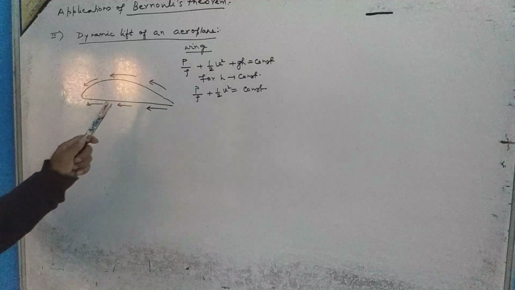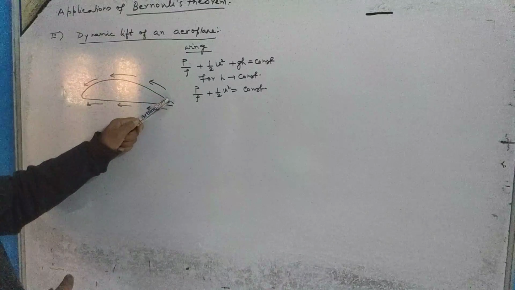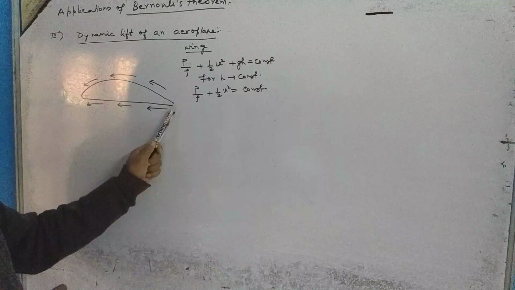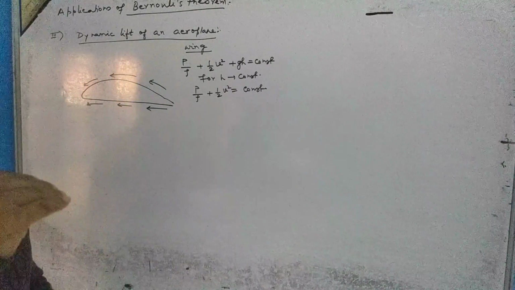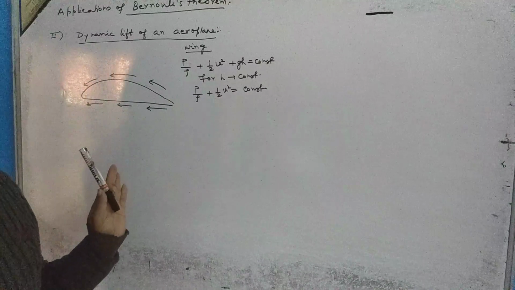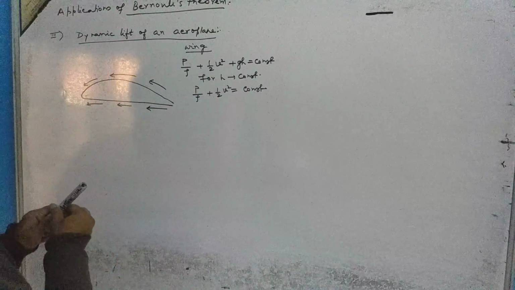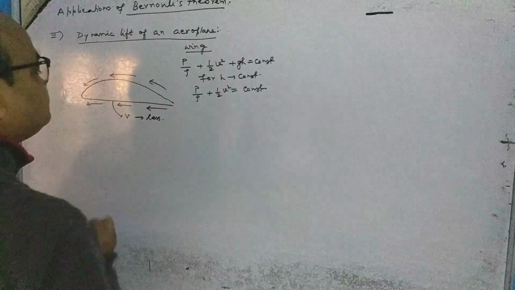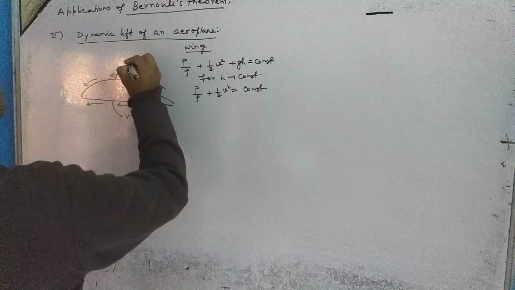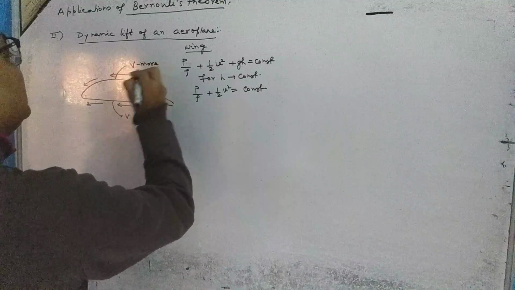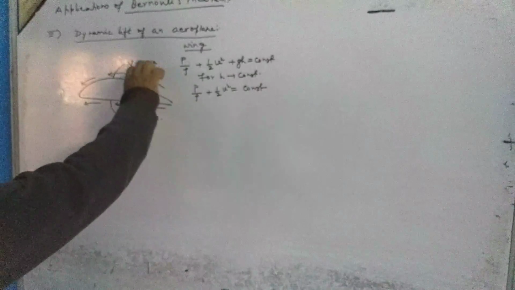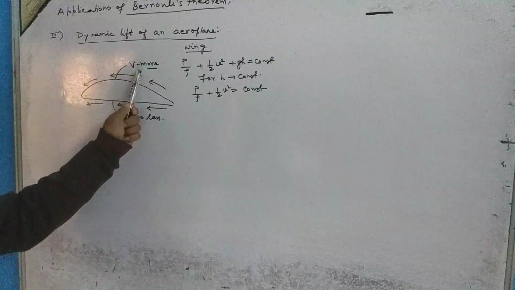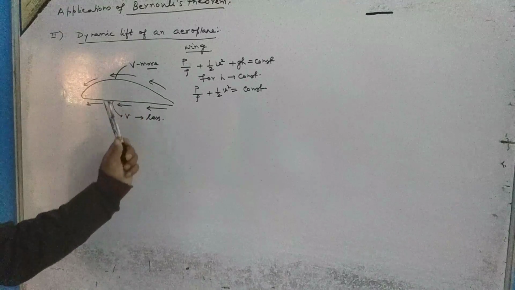Then what will happen? Here, look at this. Here, the air layer will be covering a larger distance. In the lower portion, the air layer will be covering a smaller distance as compared to the upper one. So the velocity here will be less, and here the velocity will be more, because in the same time the air layer is moving from this end to this end. Then the speed or velocity of the air layer will be more at the upper end than the lower end.